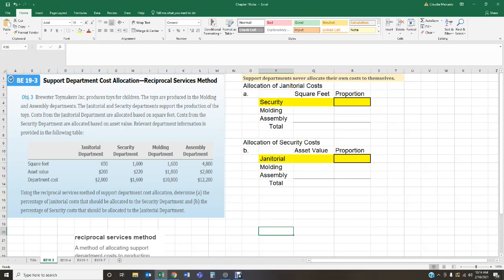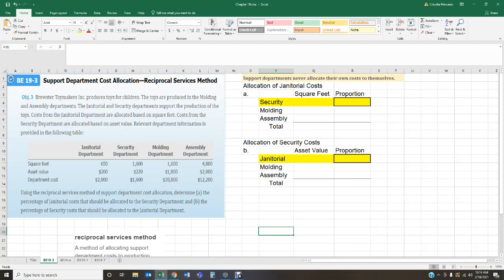And the same thing for letter B, they're asking for the percentage of security costs to be allocated to the janitorial. So the janitorial, the one highlighted in yellow, is what we're calculating, but I need to calculate the other two departments as well so I can get my numbers all right. And it's always better to have more information than less information in case management wants to know, well, okay, what about the molding department? Or what about the assembly department? We've got that information already calculated.